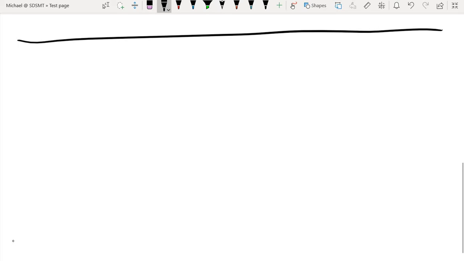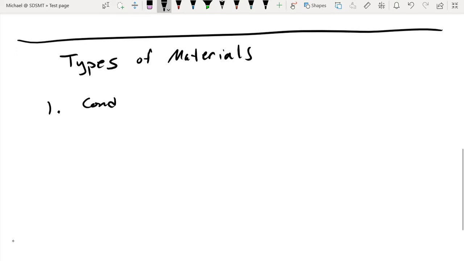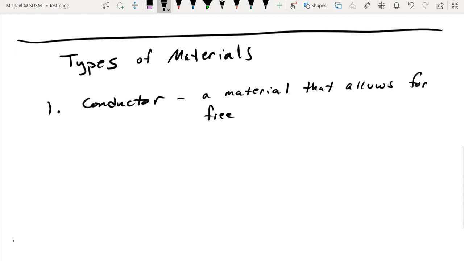And so the first material that we're going to consider, so we have types of materials. The first type of material that we're going to consider is a conductor. And conductors will be a material that allows for free charge motion.